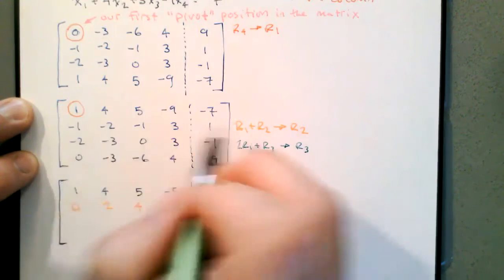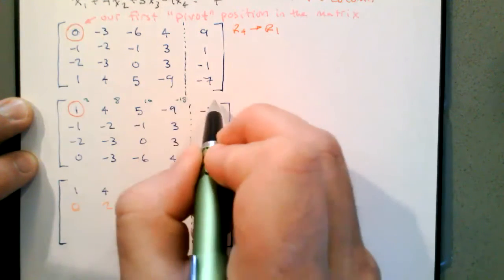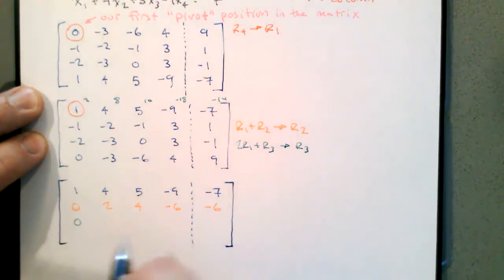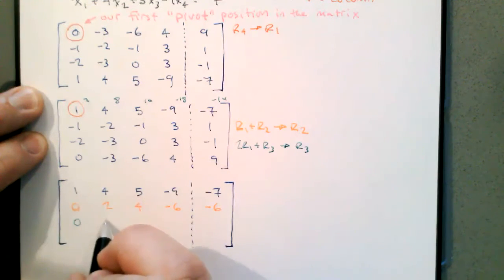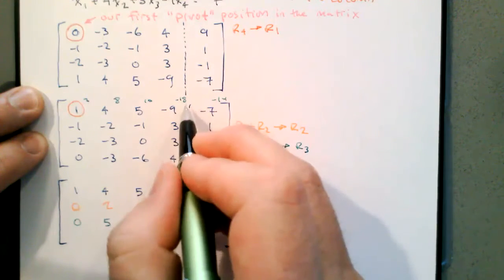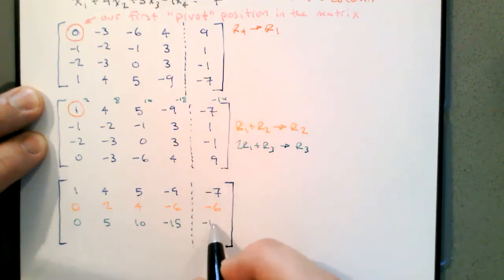So I'm going to write 2 times the first row would look like a 2, 8, 10, negative 18, and negative 14. So 2 minus 2 is 0. 8 minus 3 is 5. 10 plus 0 is 10. Negative 18 and 3 is negative 15. Negative 14 minus 1 is negative 15.